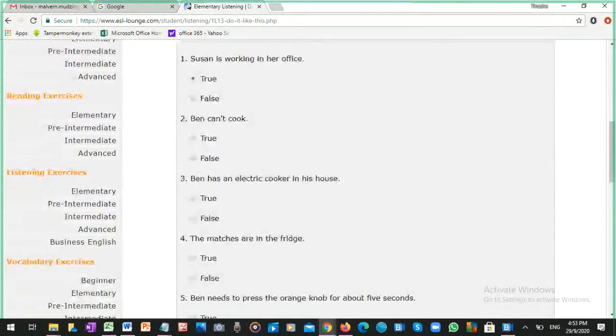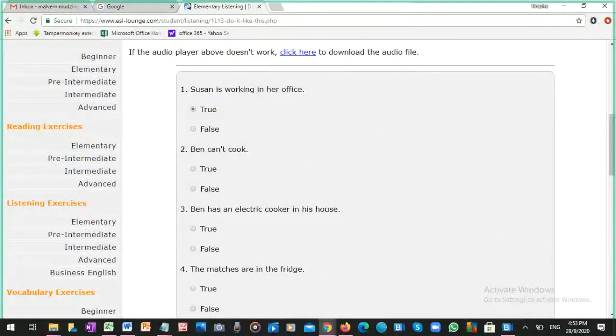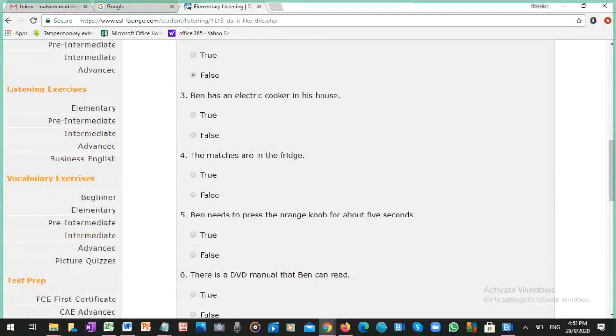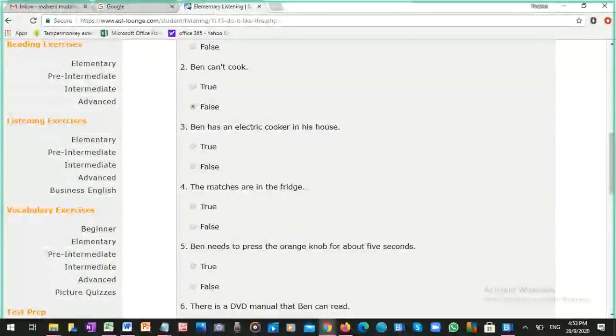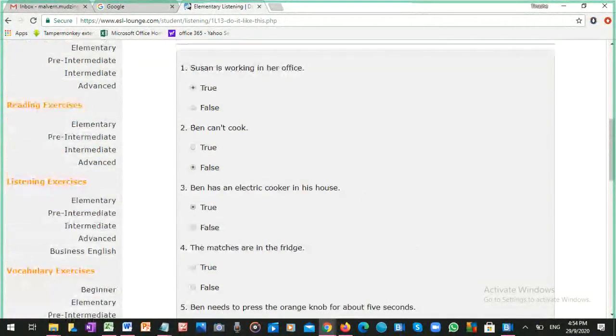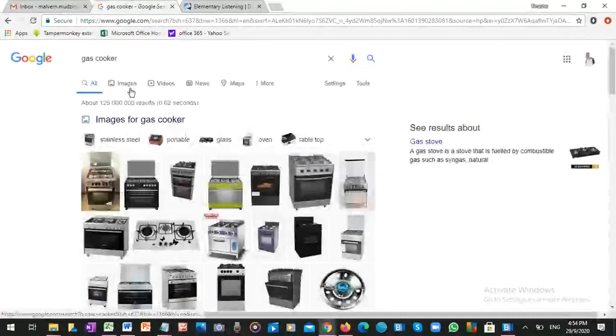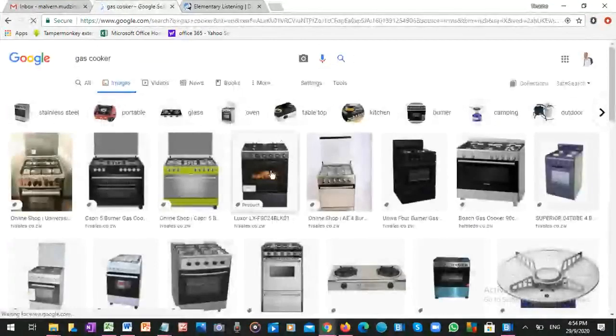Well then, Ben can't cook. Is that true or false? Well done. Ben has an electric cooker in his house. True or false? He has an electric cooker. That is false, because Susan has a gas cooker. See the pictures? Susan has a gas cooker. A gas cooker looks like this.